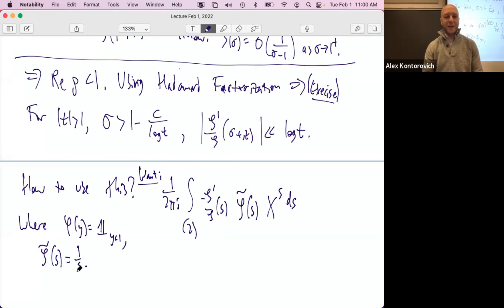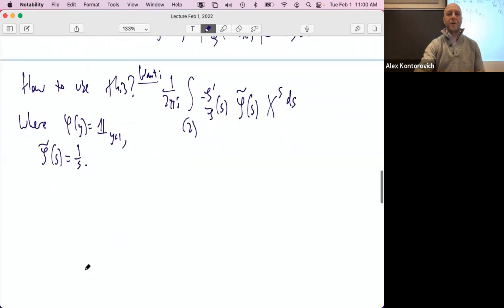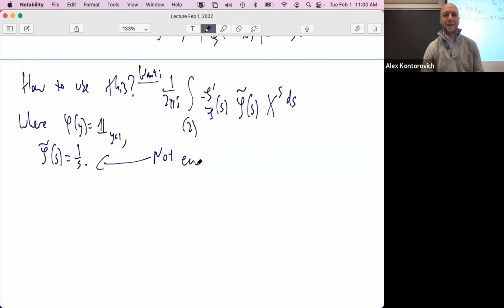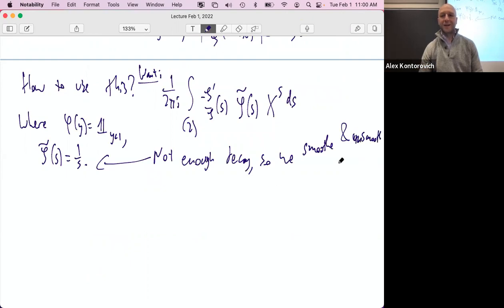There's not enough decay here to make this work. So the way we're going to do this, since there is not enough decay, is we smooth and unsmooth. I don't know why smooth becomes a verb and adds an e, but unsmooth can't possibly be a noun, I guess. Somebody will correct my English.